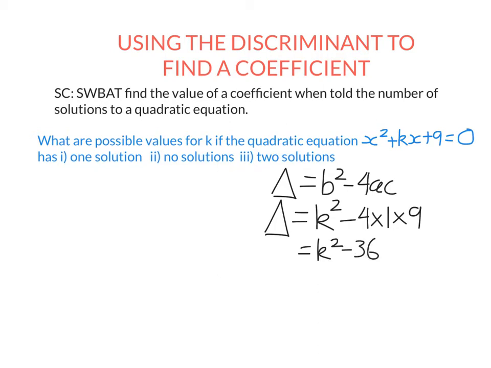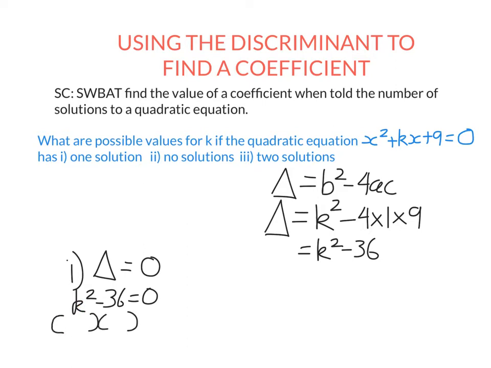So what are the values for k if this first has one solution? So if it has one solution, the discriminant is equal to 0. So that means k squared minus 36 is equal to 0. So we can just solve this quadratic equation easily. This is a perfect square minus a perfect square. We're going to factorize and use the null factor law.